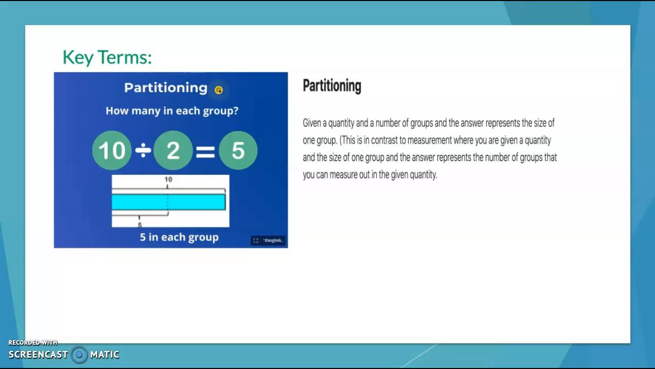So here's the example. Oh my goodness, let's start over. 10 divided by 2 equals 5, so there are 5 in each group. My apologies, let me say that again. 10 divided by 2 equals 5. You can see the fraction strip, the bar graph, and you can see that the BMU is 10. So 10 divided by 2 equals 5 in each group.